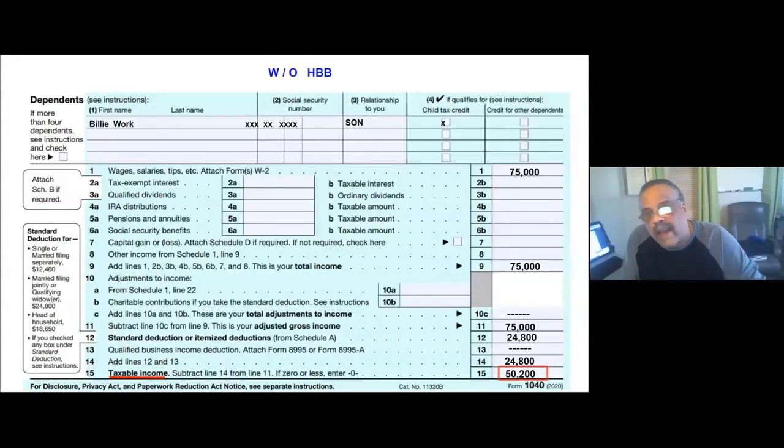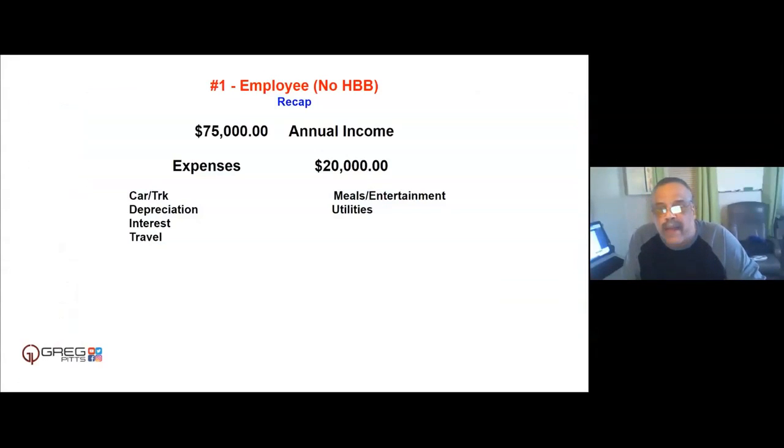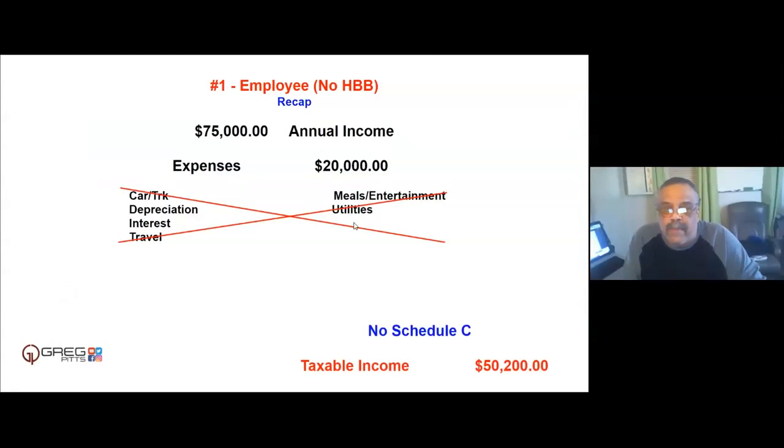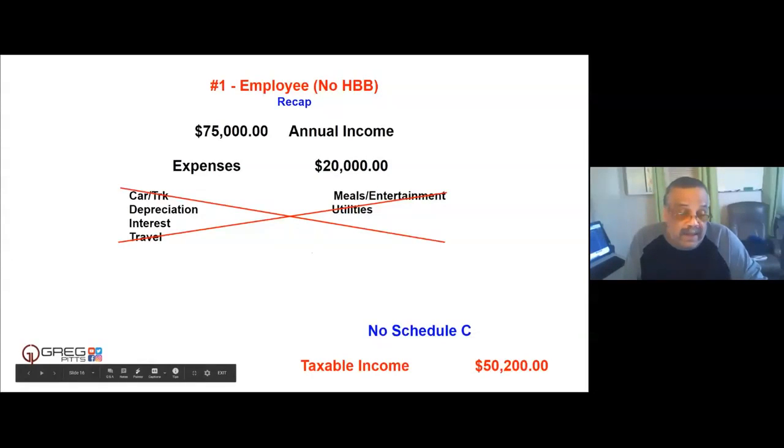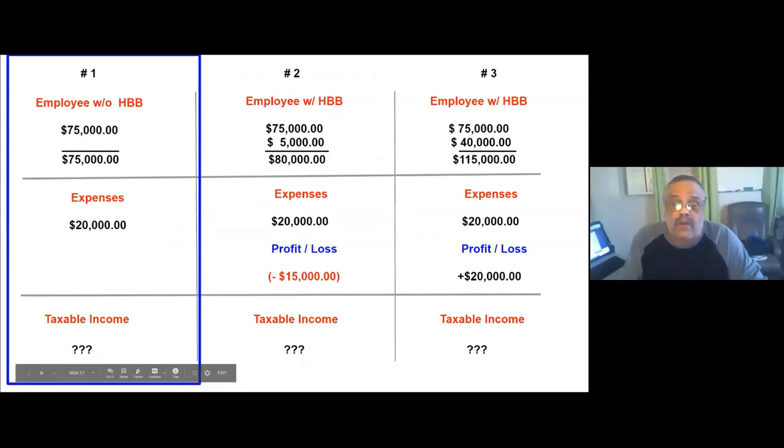So let's take that and just put that inside the chart here. They made $75,000. They could not deduct their expenses because they are employees. Your taxable income is $50,200. So right there in column 1, we put that taxable income of $50,200.